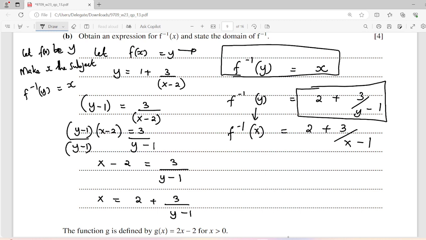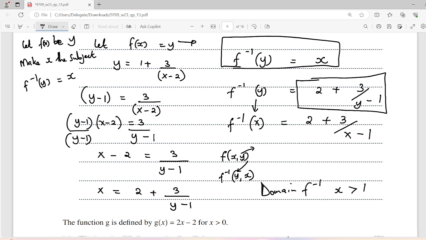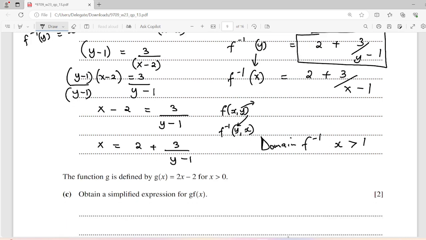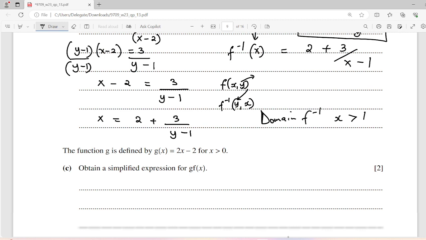So remember, if I have my function and has coordinate x, y, if I come to the f inverse, it means the y becomes the x and the x becomes the y. It's like you're switching. So if in part 1 I got the range, that range is the same as the domain for my f inverse. So where they ask us for the domain of f inverse, I will say x is greater than 1. The range of the function is the domain for the f inverse.